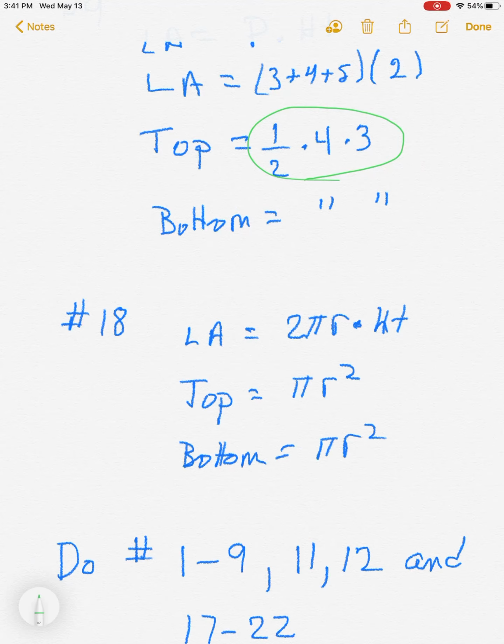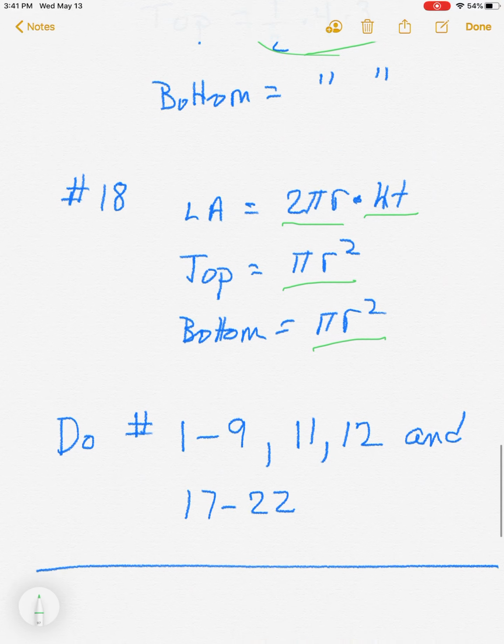Number 18, the radius of this problem is 13. The height is 24.5. So to get the lateral area, I'm going to take 2 times pi times r times the height. Then again, to get the total surface area, I'm going to add 2 circles, each being pi r squared.